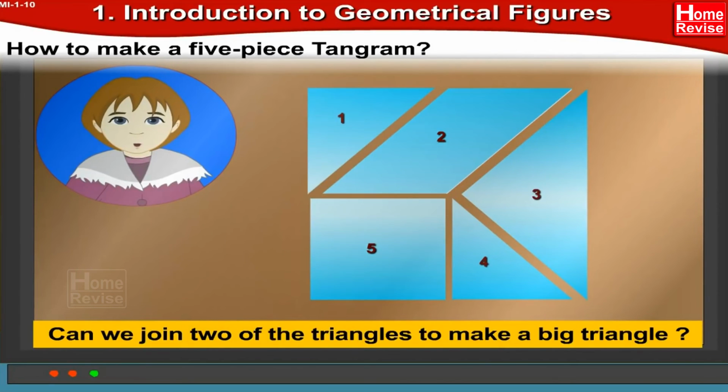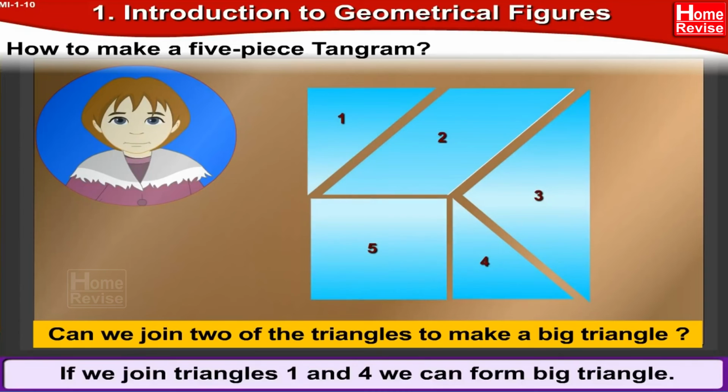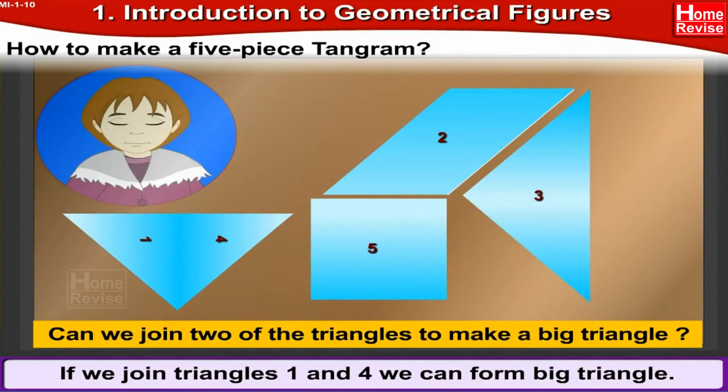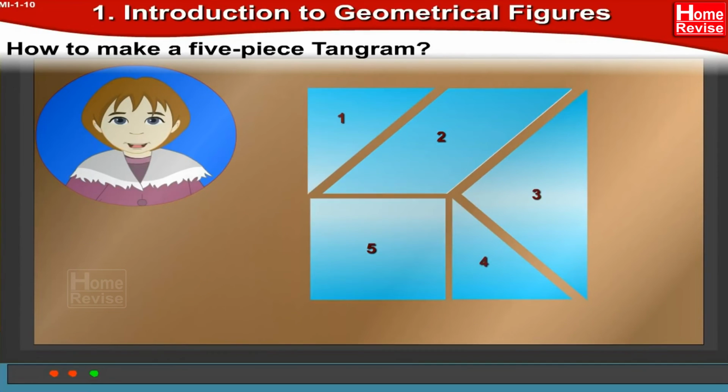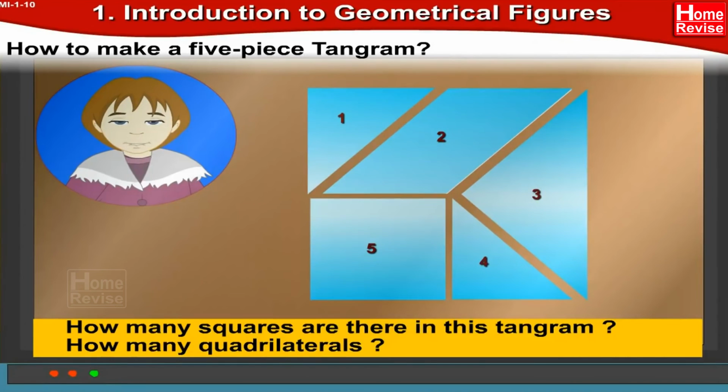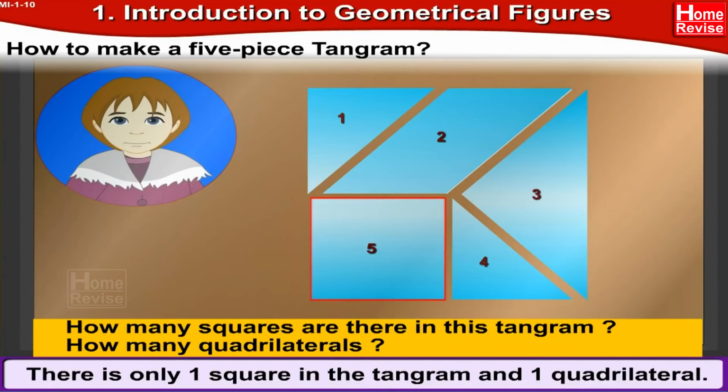Can we join 2 of the triangles to make a big triangle? That can be done as well. If we join triangle 1 and triangle number 4, we can form a big triangle. How many squares are there in this tangram? How many quadrilaterals? Well, there is only one square in the tangram with number 5 and one quadrilateral with number 2.